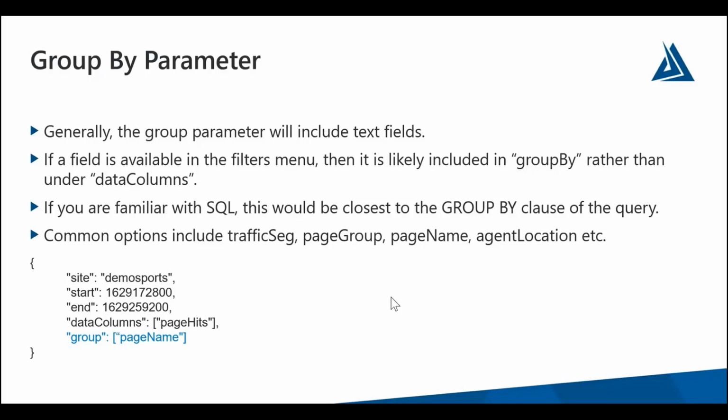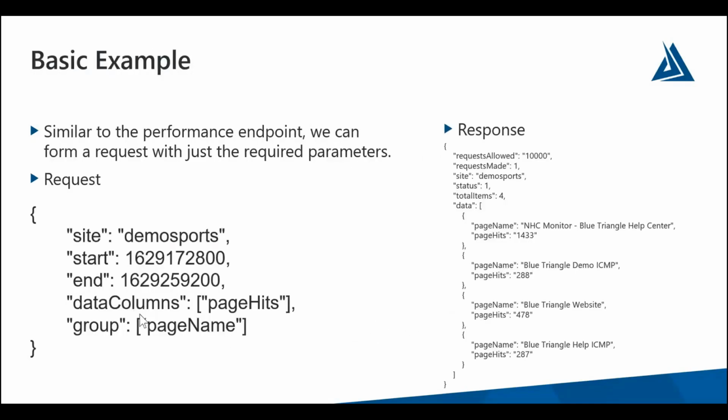Some of the common group parameters or options are traffic segment, page group, page name, agent location, things like that. So we basically have a valid request now, and it's basically saying over this, I think it's a 24-hour time period, show me the page hits broken out by page name, right? So this was our request, and over to the right we can see the response, and it looks like we have 4 synthetic monitors running, and you can see the number of measurements or tests that have run over our 24-hour period here.